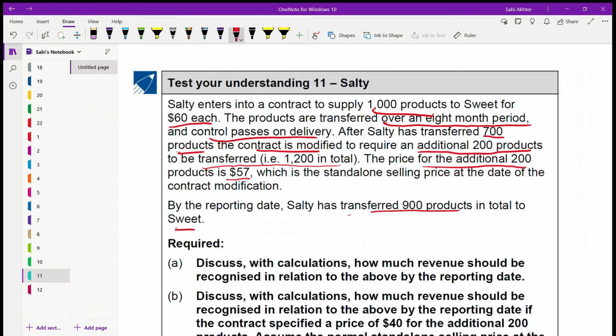So you need to know how you are going to price this 900. Based on the new price or based on the old price? 60 or 57?